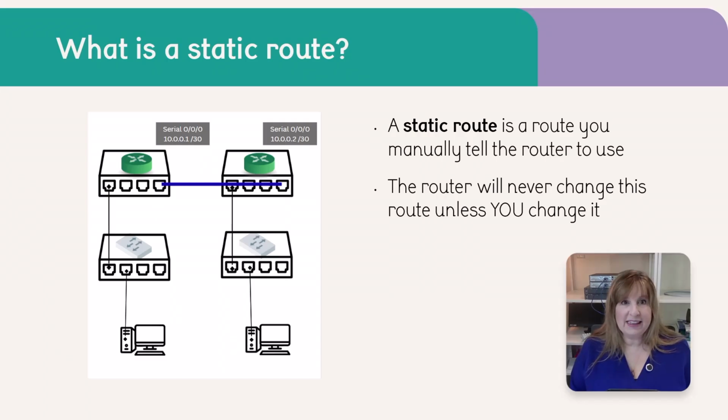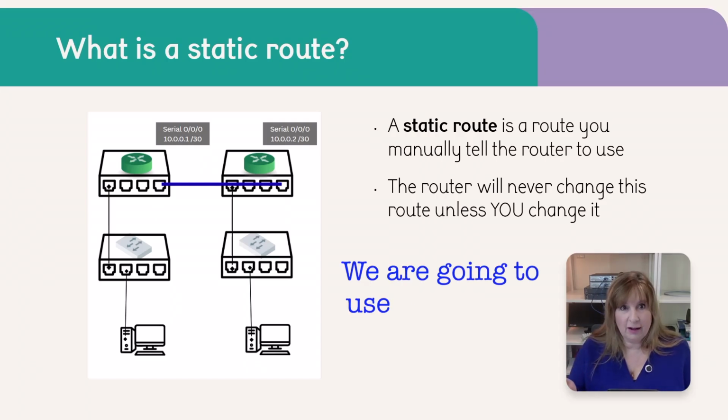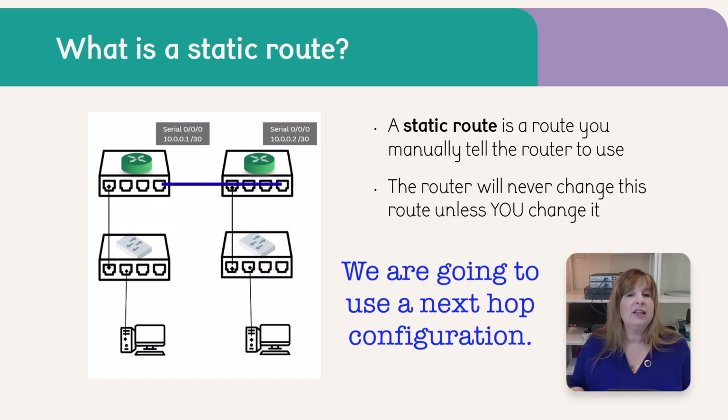This is our basic network that we're going to be using. I have two routers here connected to each other through the serial 0/0/0 interface on each router. You will tell the router specifically what network you want to go to and how to get there. We'll tell the router how to get to another network using a next hop command.